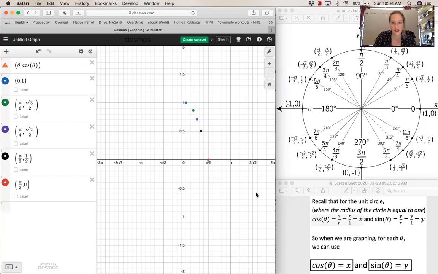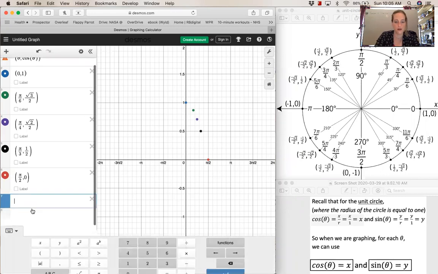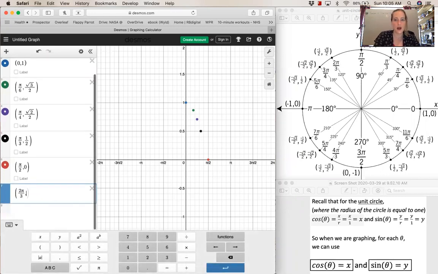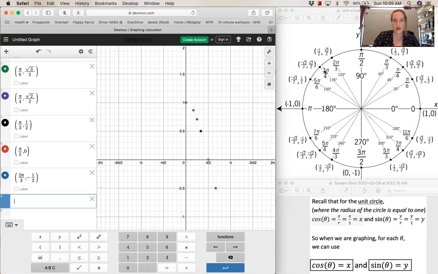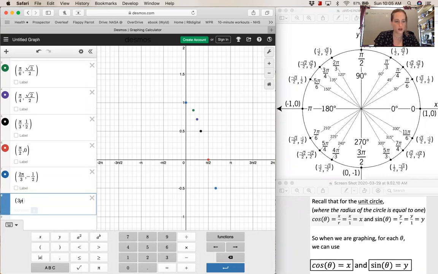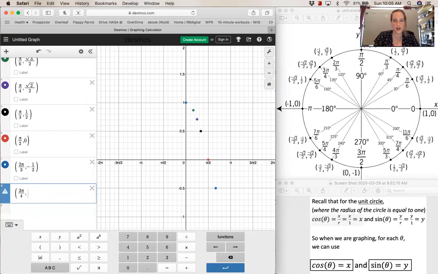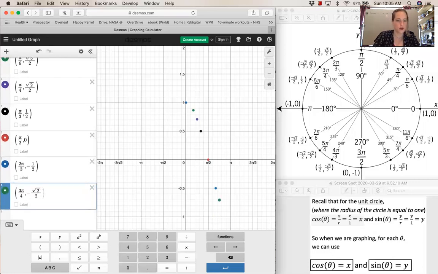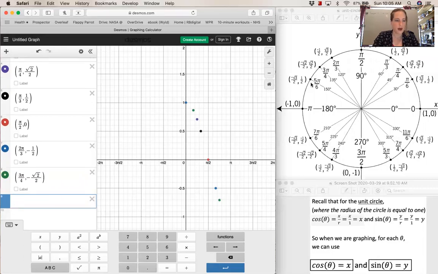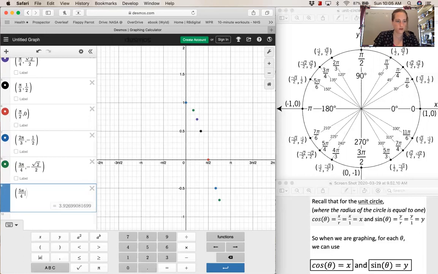Now let's continue on to the next quadrant. Here, our next value for theta is 2 pi over 3. At 2 pi over 3, our cosine is equal to negative 1/2. Moving on, next we have 3 pi over 4, and our cosine value is negative square root of 2 over 2. Next we have 5 pi over 4 for theta, and at 5 pi over 4, the value of cosine is negative square root of 3 over 2.